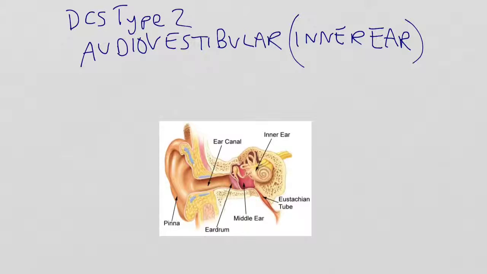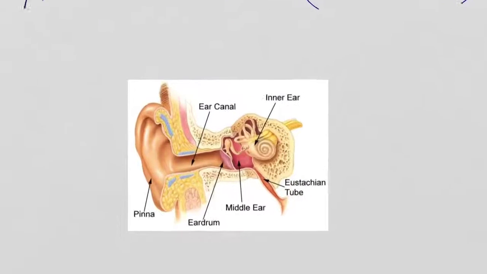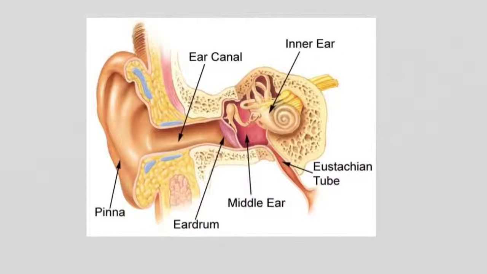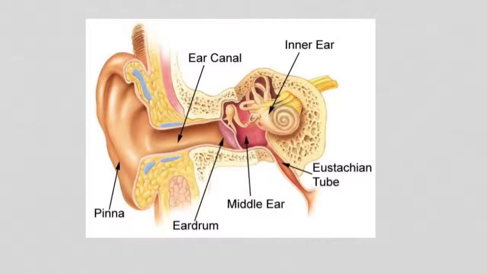Two is audiovestibular, also known as inner ear DCS. Let's look at inner ear DCS more closely. Here's our ear. We have the external ear canal, the eardrum or the tympanic membrane. We have the middle ear space, which is a gas-filled space. You have your eustachian tube, and you have your inner ear. So here's your inner ear.